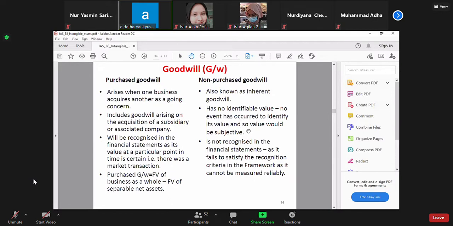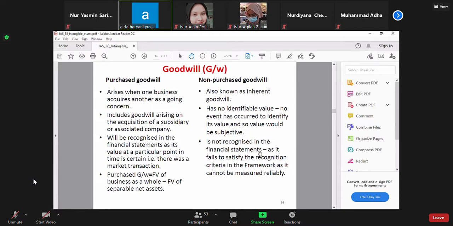No event has occurred to identify its value, and so value would be subjective. So because of dia bukan jual business dia, ataupun there is no business combination, there is no admission of a partner or whatever, but it is actually inherited from the moyang, kata contoh. So because of that, it is very subjective. So therefore, this will not be identified as intangibles then.